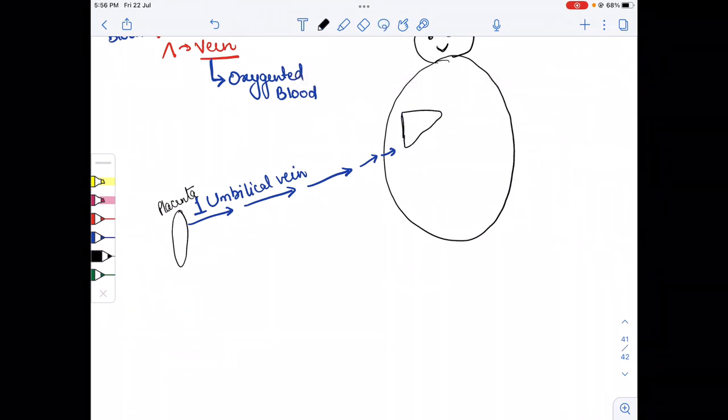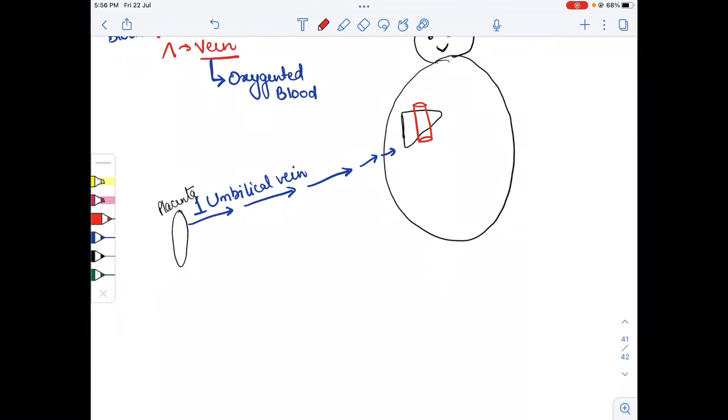As the umbilical vein touches the liver, in the liver we have one venosus, and that is the ductus venosus. That one is the ductus venosus. So how does the umbilical vein connect to the ductus venosus? The umbilical vein connects to the ductus venosus by the portal vein. Please remember, by the portal vein it enters the ductus venosus.